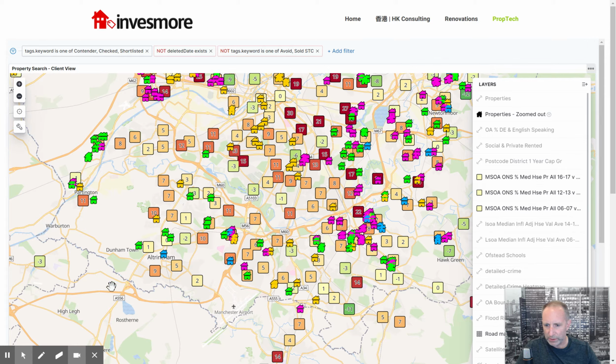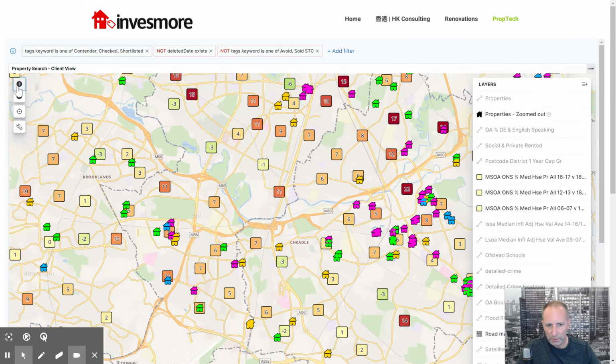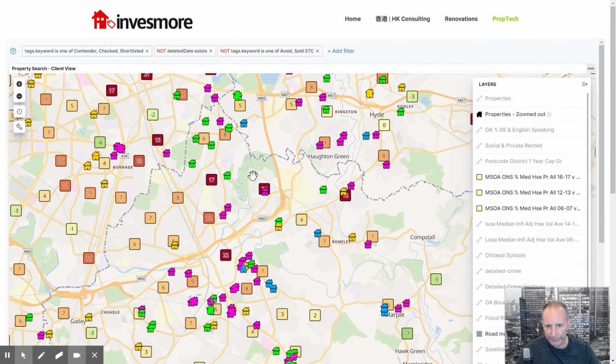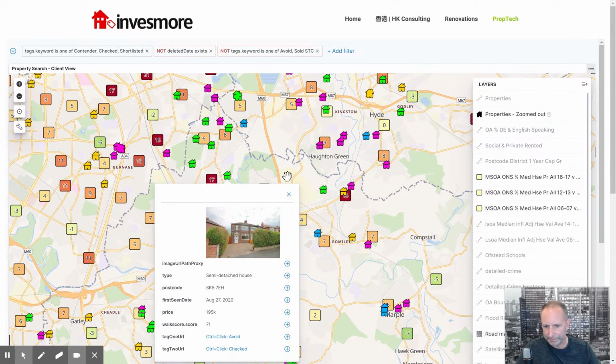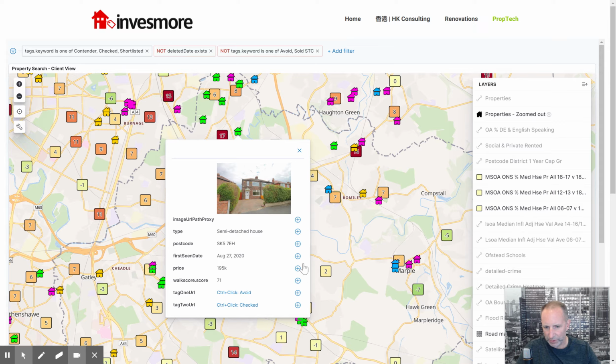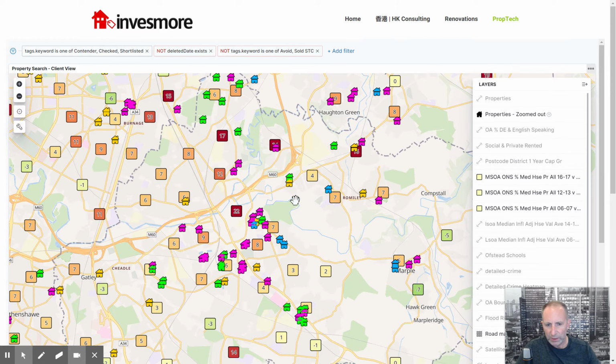So let's just keep zooming in till we get, there's a property, and oops, there you go, there's a picture. And it gives you a bit of information about the property and some of the metrics we use. I'll go into a lot more detail on each of the metrics in other videos. But as you can see here, the deeper down we go, the more information shows up.